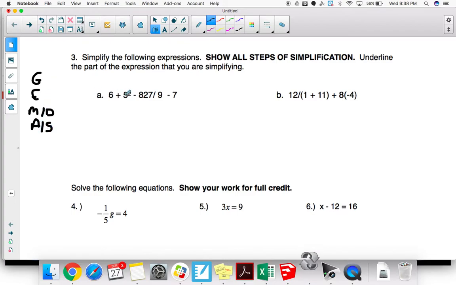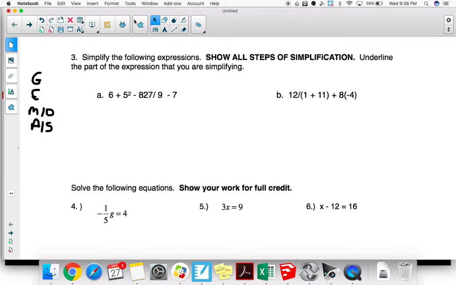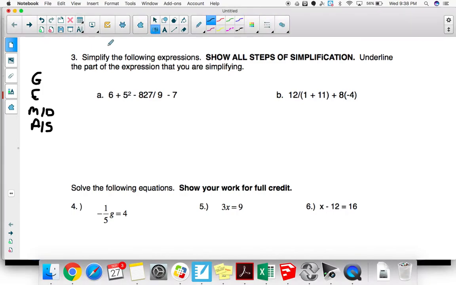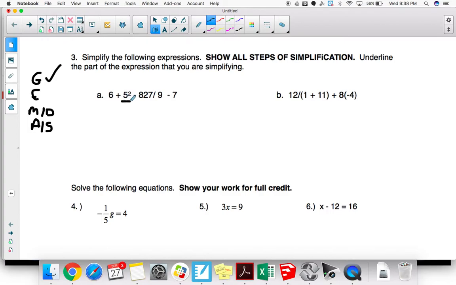So I'm going to look for any grouping symbols in the first one, and I don't see that, so I'm just going to put a check mark there because I know I can't do anything with my grouping symbols. Grouping symbols are done. Exponents come next, so I'm going to underline my exponent. 5 squared is 25, so I'm going to write that, and then I'm going to copy everything else.